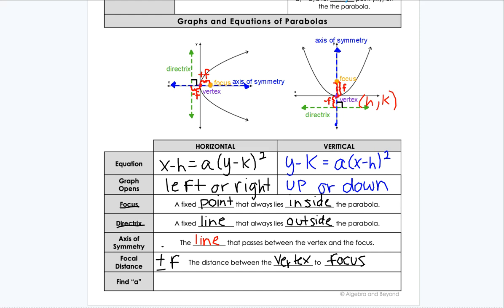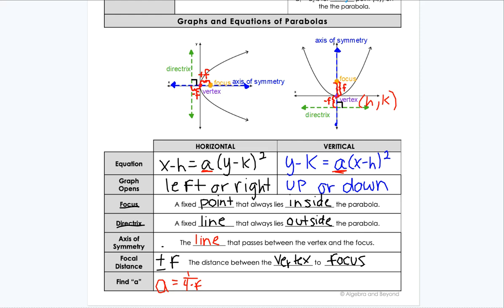So the last thing we need to talk about here is how to find that A value in the equation. Remember, A is what's out in front of our quantity that's being squared. The formula for it is to take 1 and divide it by 4 times that focal distance. So 1 over 4f is how we find the A value.